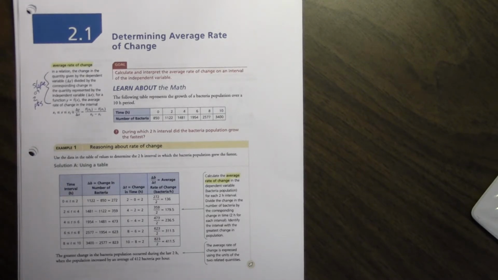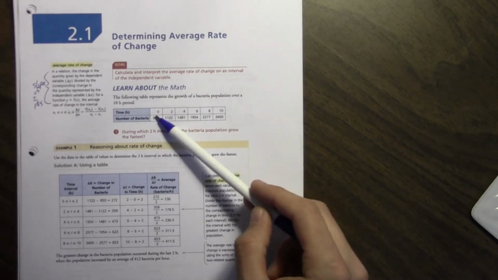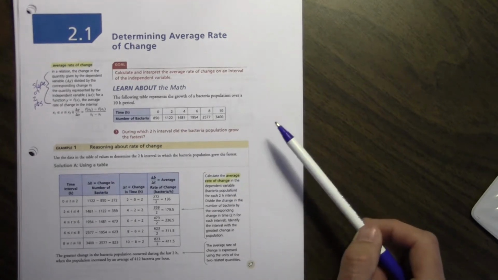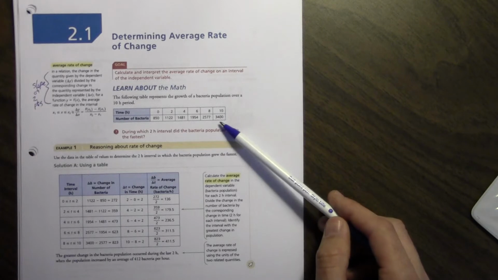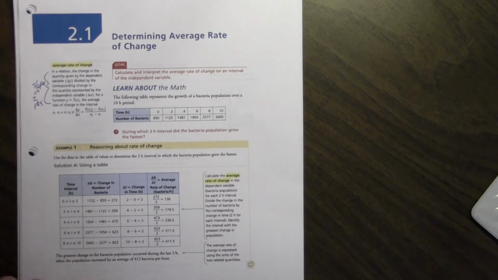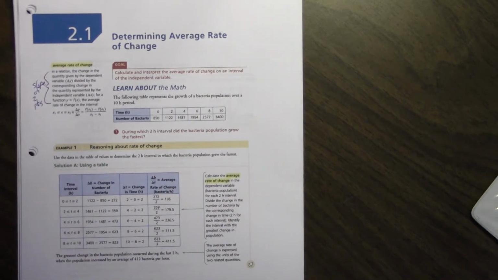It says the goal is to calculate and interpret the average rate of change on an interval of the independent variable. So it gives us a bacteria problem here. As time increases from 0 to 2 hours, the number of bacteria increases. Okay, so this is a very typical exponential function. You would have seen this probably in grade 11 as well, this bacteria growth problem. What happens is, as the bacteria replicate, there's more and more of them to then replicate further. So they get this kind of exponential growth happening. All right, so that should be pretty obvious.